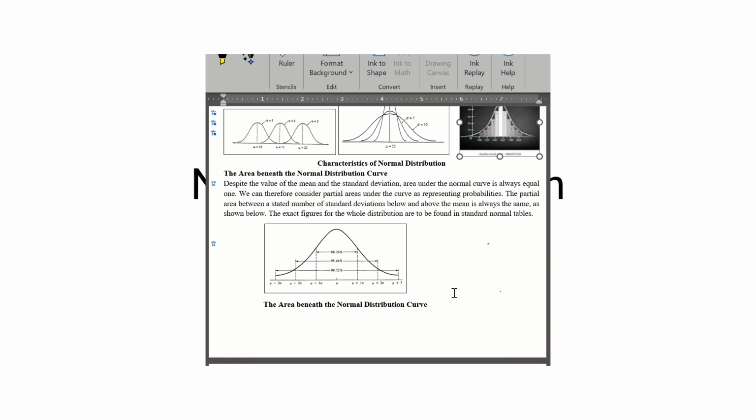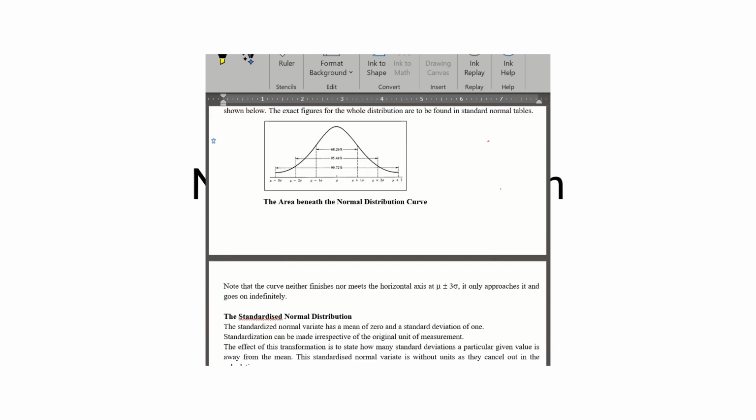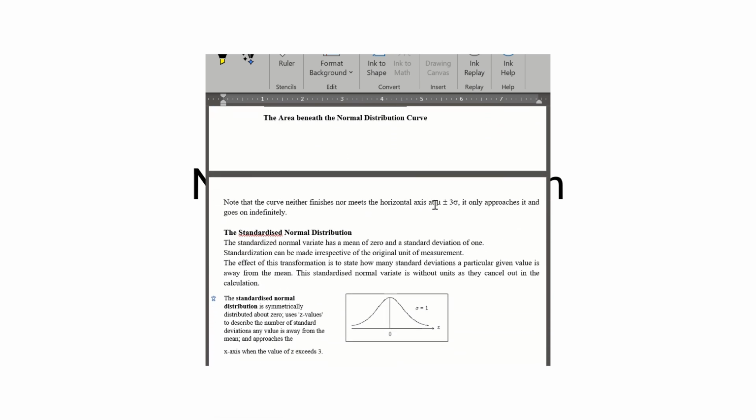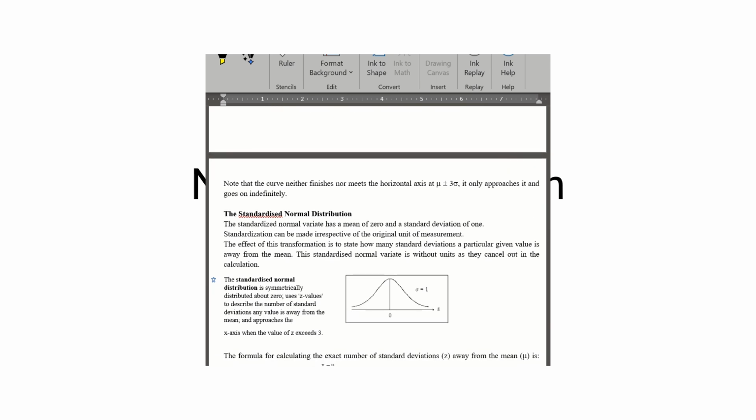So that's basically what this is explaining. Now, note that the curve neither finishes nor meets the horizontal axis at mu plus or minus 3 sigma. It only approaches it and goes on indefinitely. So that's just the explanation on that.